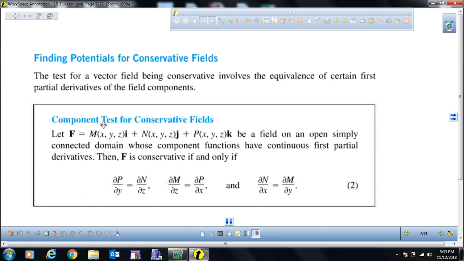Also, the derivative of the M component with respect to z equals the derivative of the k component with respect to x. And last, the derivative of the N component, the j component, with respect to x is the same as the derivative of the i component with respect to y. These are the three tests that we have to fulfill in order to determine if a field is conservative, which means that the work over all paths is the same.